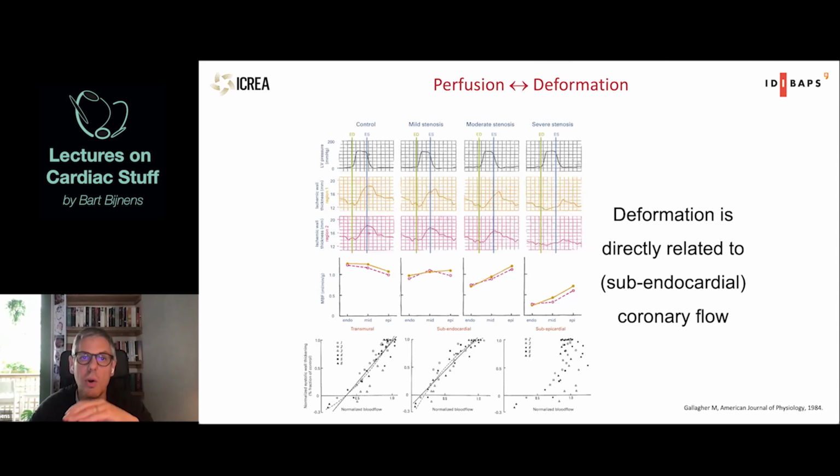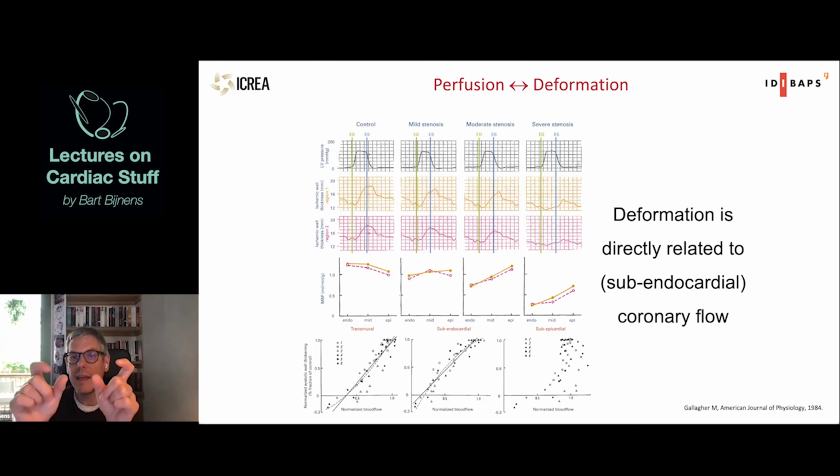And that's actually also shown here in another kind of animal experiment. Here you nicely see how blood flow and deformation are related. So this is the systolic thickening, this is the blood flow. And actually what they did is they also measured it differentially, transmurally, so over the whole thickness of the wall, and partially subendocardially and subepicardially.